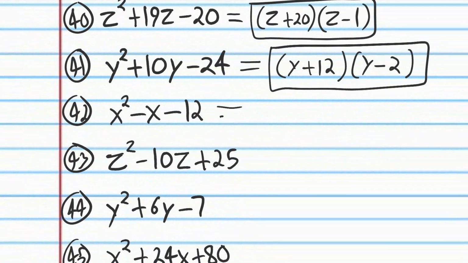Try 42. Now 42 is going to be a little weird because, what number is here? There is no number. Well, again, if you have a negative x, the coefficient is assumed to be negative 1x. So pretend that that's negative 1. So what two numbers multiply to negative 12 and add up to negative 1? Attempt that problem, and when you come back, we'll do it together.